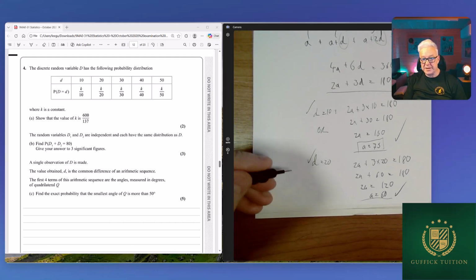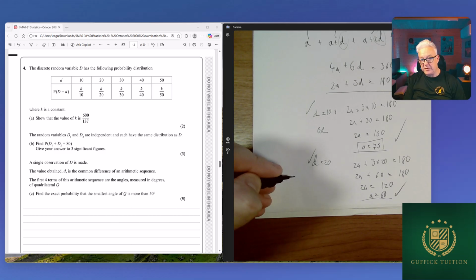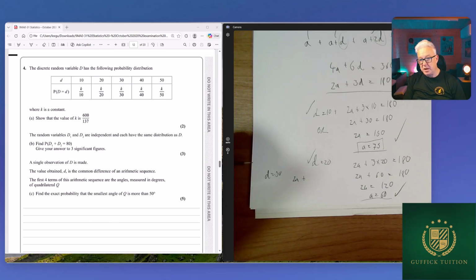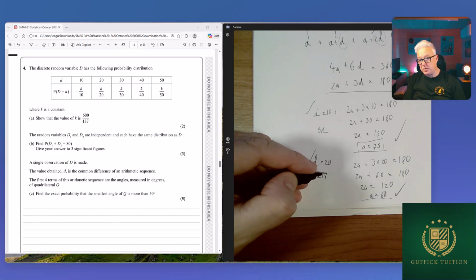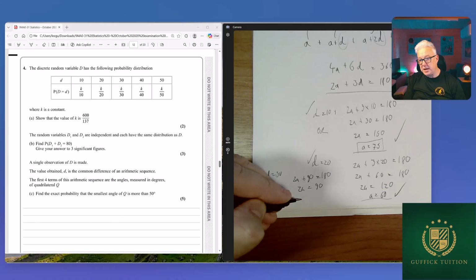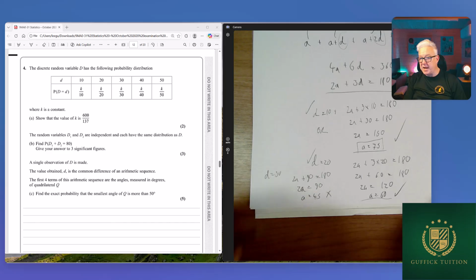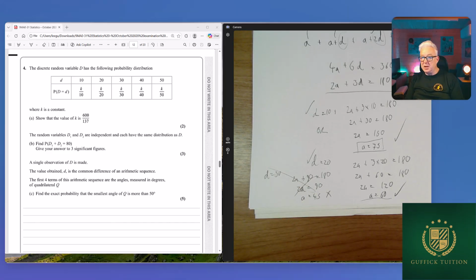Let's have a look at our last combination. Could D be 30? Well, that would give us 2A plus 3 times 30, which is 90, equal to 180. So we're going to have 2A is going to equal 90. So A is going to equal 45. Now, we cannot have this combination because A has to be greater than 50. So D cannot be 30. So D can be 10 or D can be 20.